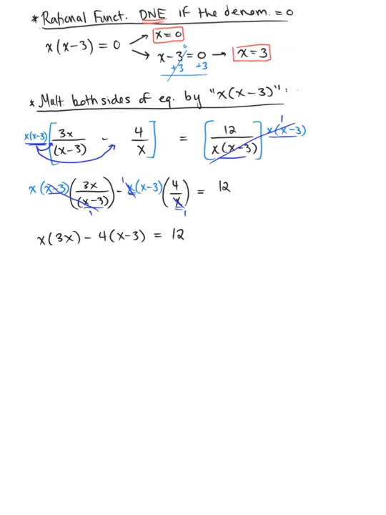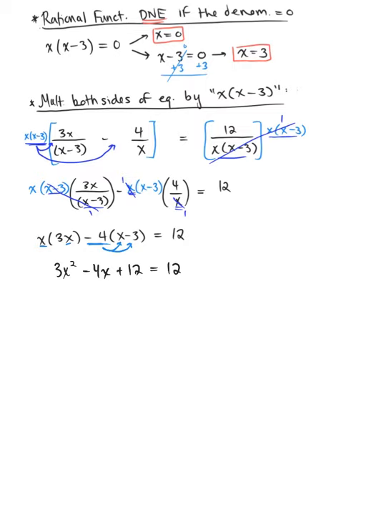It looks far more familiar. So with this first term, we have x times x. So this gives us 3x squared. And then with the second term, we want to be sure to distribute the negative 4 through to both pieces in that binomial. So this becomes minus 4x. Then we have a negative 4 times negative 3 for a positive 12. And that's equal to 12.